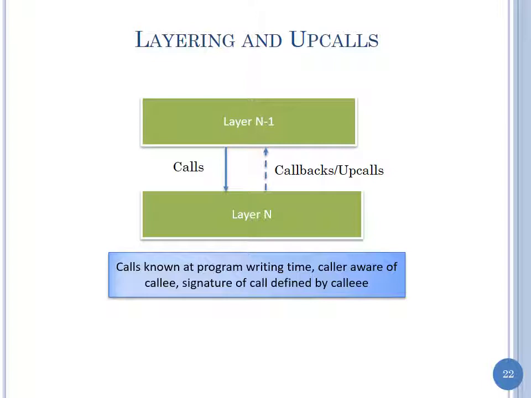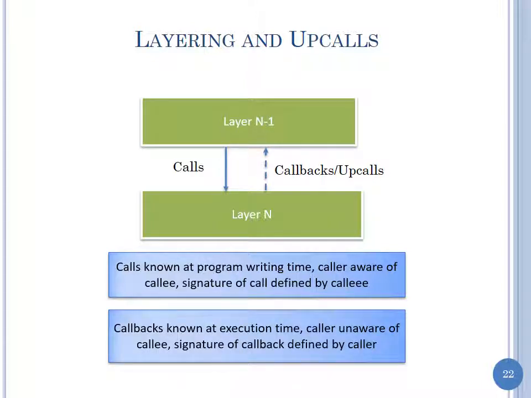Okay? So it's known at execution time. The exact code is known at execution time. The caller is unaware of the callee, and the signature of the callback is defined by the caller. Okay?